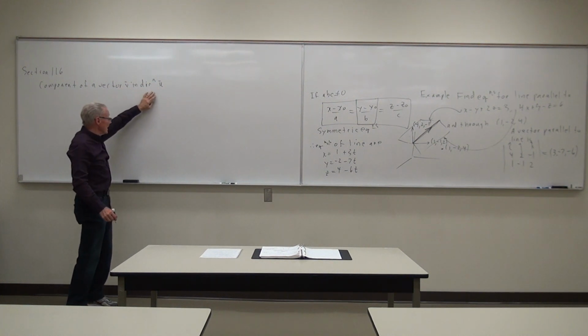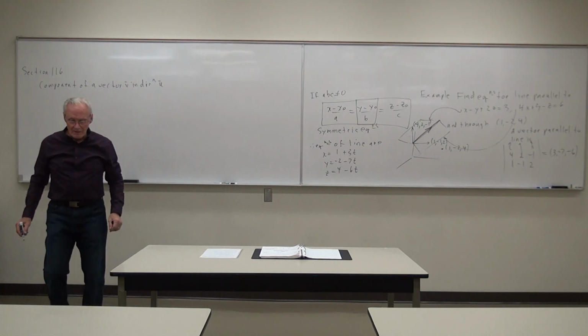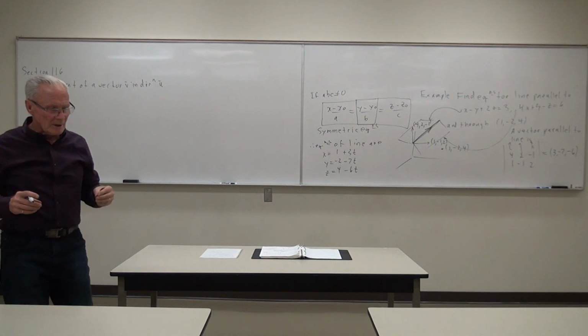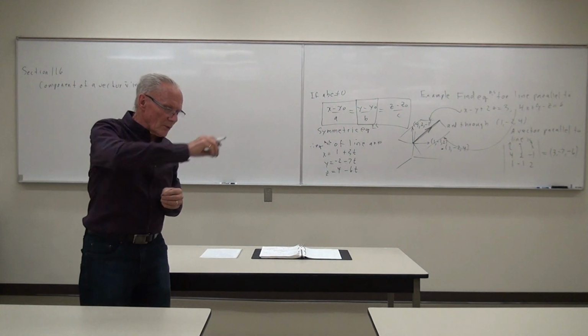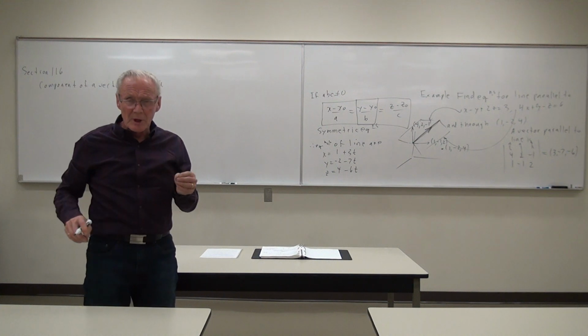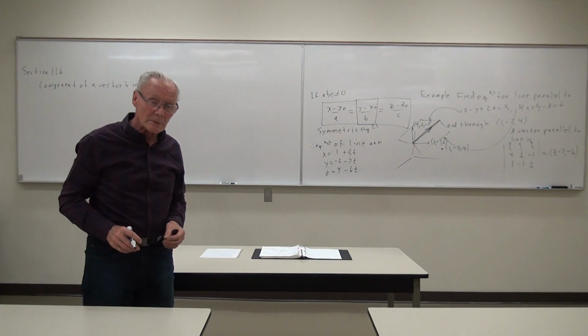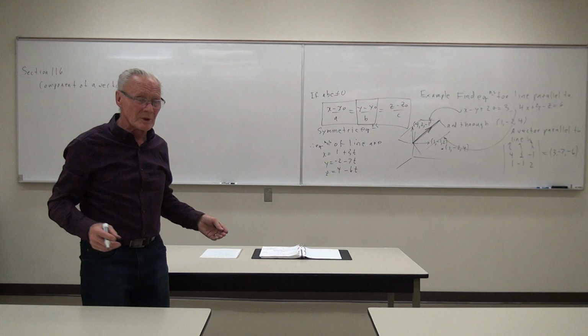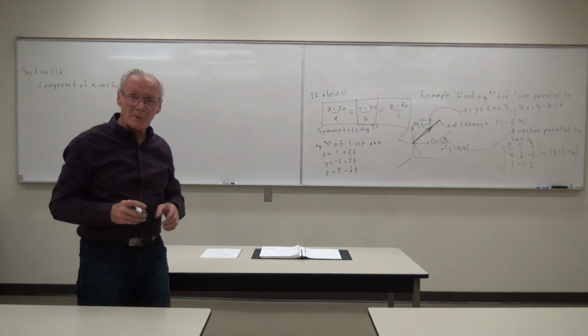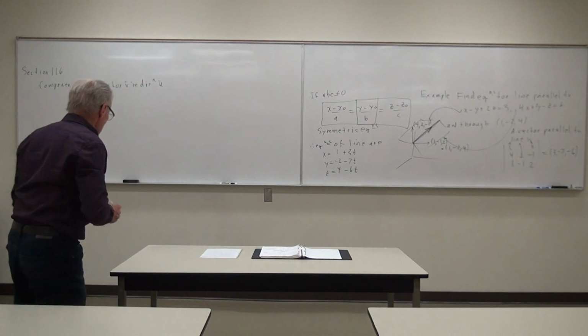So I give you any vector and any vector. In other words, if I give you a vector, it's got an infinite number of components depending upon the direction you choose for u. You know about x components and y components. Now we want to talk about component in any direction whatsoever.